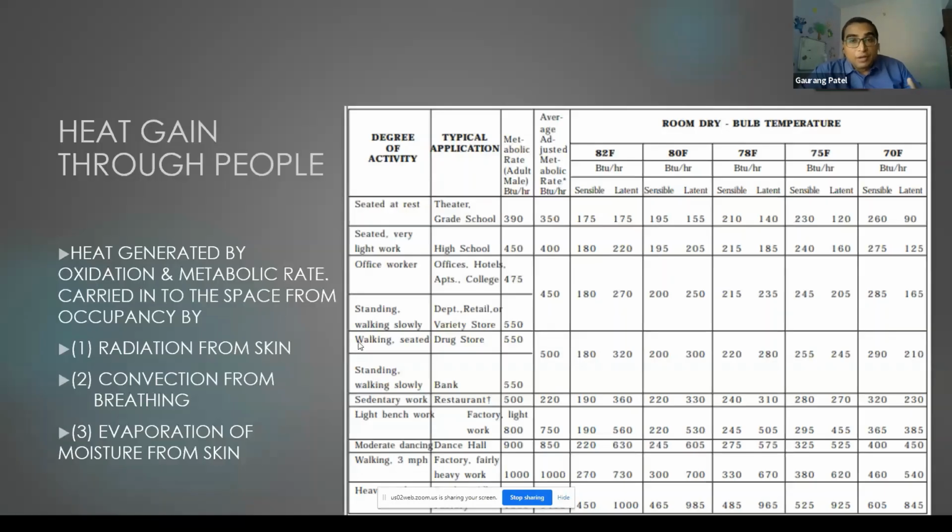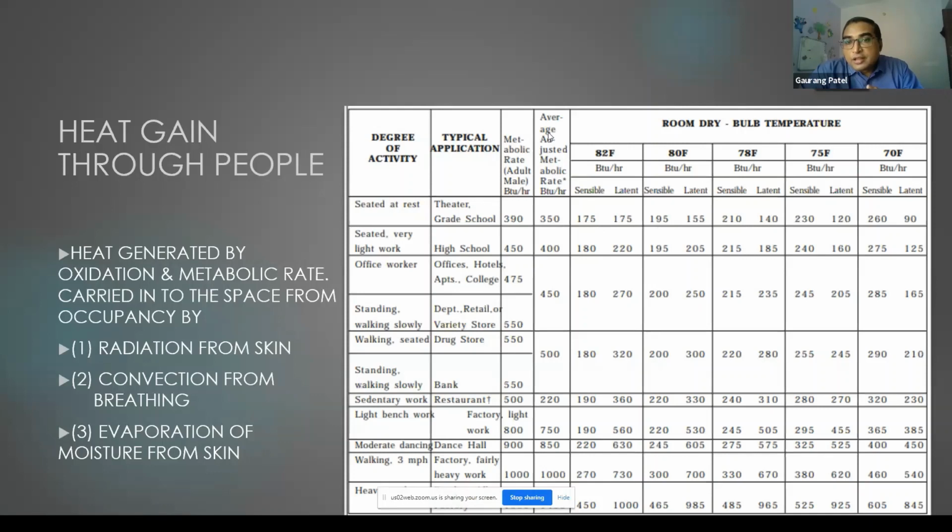Then heat gains from the people. Heat gain from people depends on your type of activity or application. Whether you are seated at rest, normally sitting in your school or college, normally standing and walking in a departmental store or mall, or doing light bench work in a factory. All these activities are given here, and based on activity they have given BTU per hour of heat liberated from the persons.